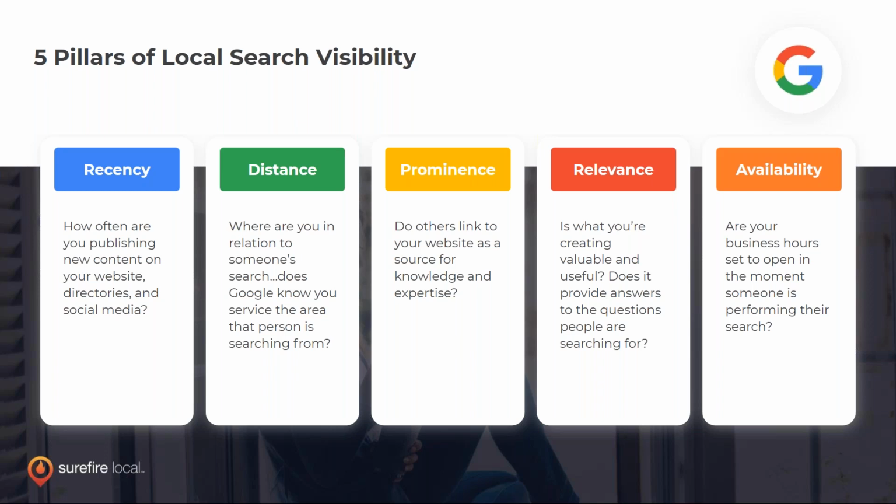Prominence is how many other companies are recommending you. This can be things like getting reviews. The more reviews you have, that's past customers saying this is a great company, you should work with them. If other companies have your website listed on their website, it's basically them saying, here's a company that we think has some good information, you should go check them out. So there are different ways to build prominence in your online visibility.